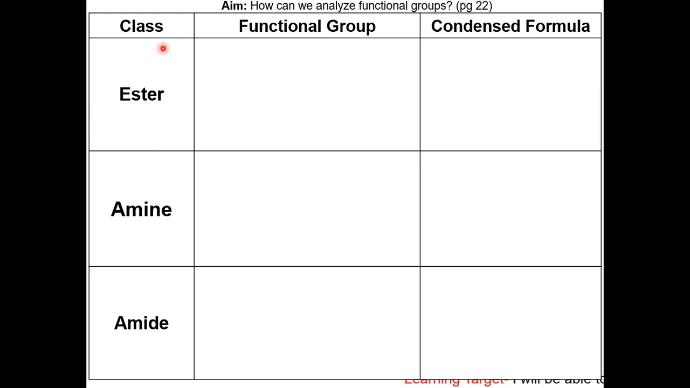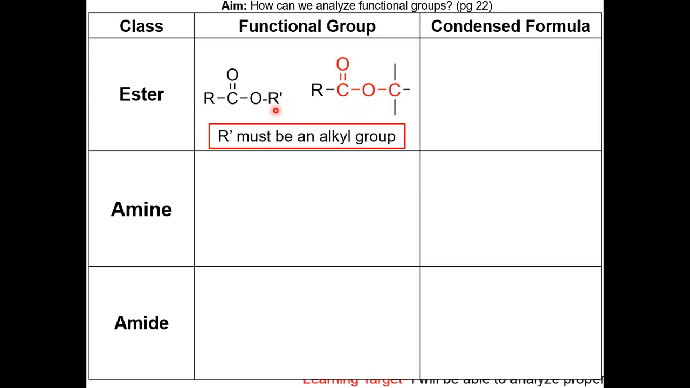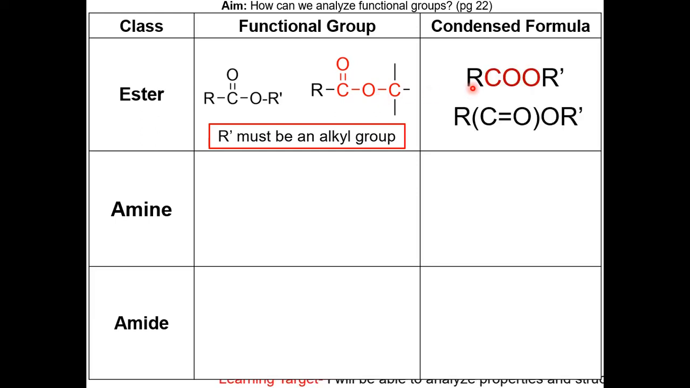The next class of organic compounds is ester. The ester functional group is highlighted red. The R' group must be an alkyl group. Keep in mind this detail is not on Table R. So this oxygen must be bonding with a carbon. The condensed formula for ester is RCOOR' or RC"O"OR'.